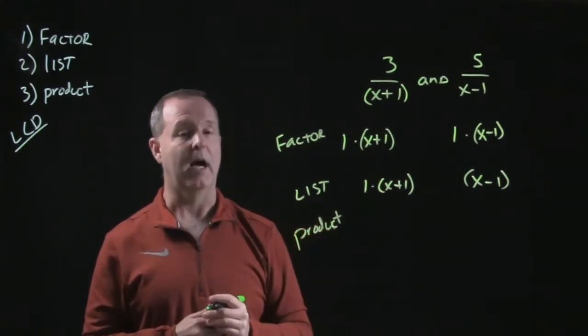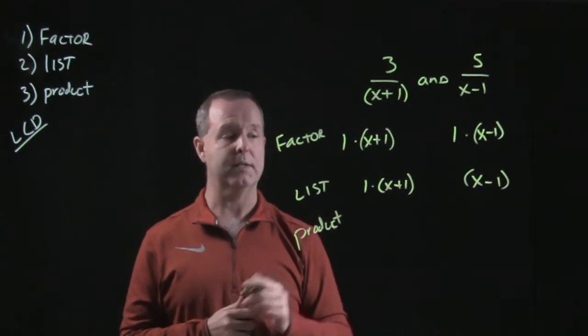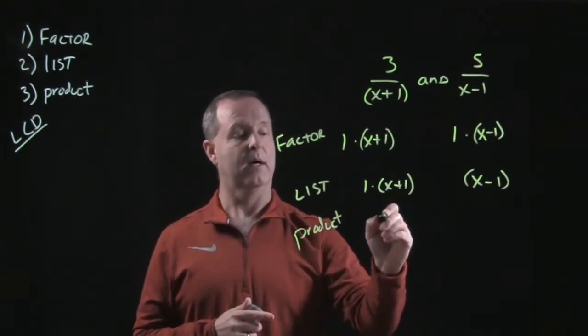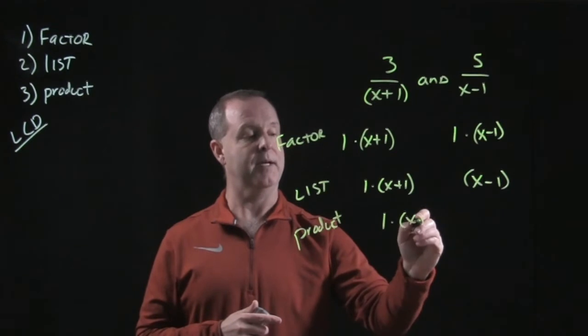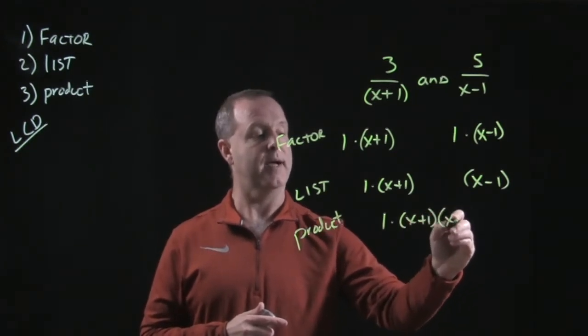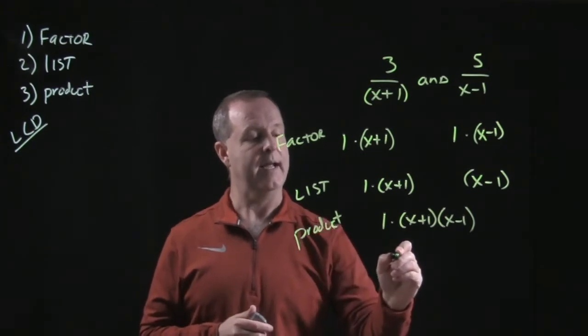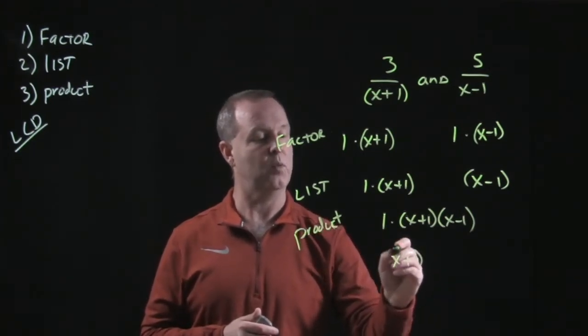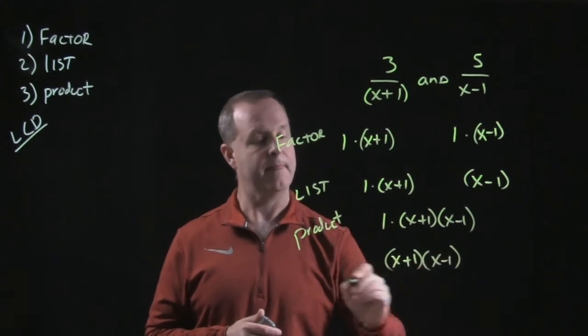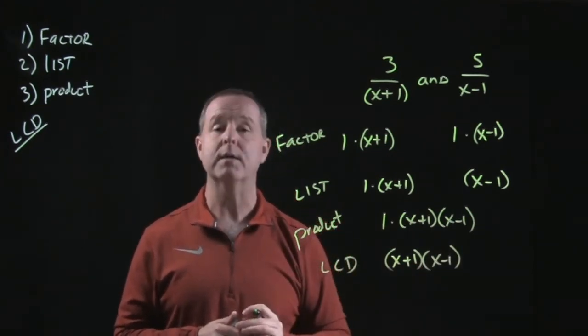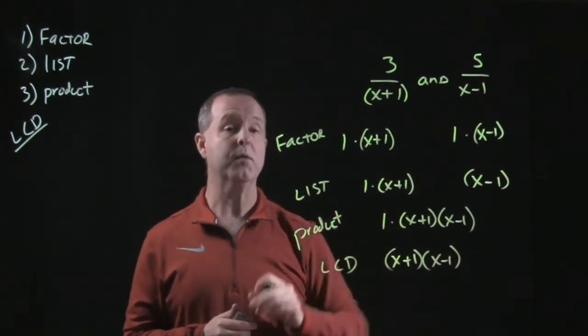I'll take the product of all those terms I have in my list. A 1 times an x plus a 1 times an x minus 1. I'll remove the 1 for simplicity's sake, and then it's x plus 1 times x minus 1. That is my lowest common denominator between those two terms.